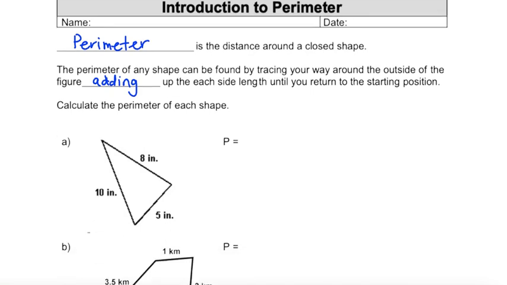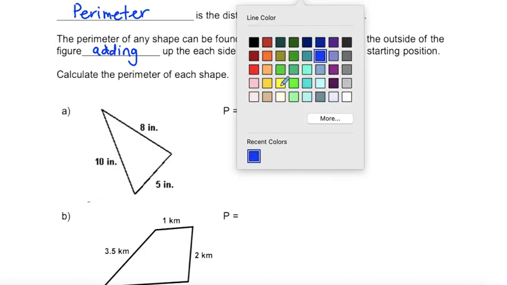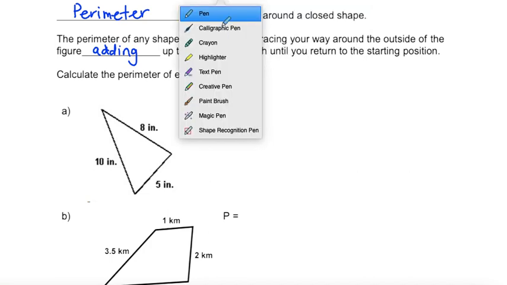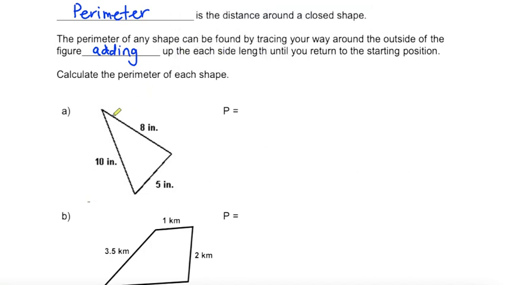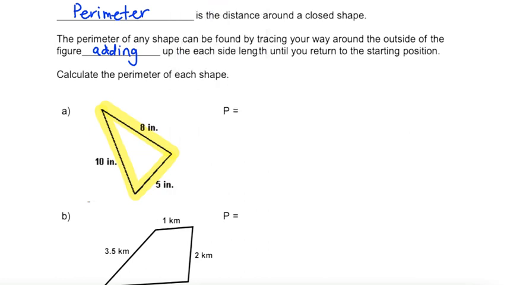If you want to calculate the perimeter of the shape below, I'm starting with a triangle. So I want to start by tracing around my perimeter. So I think that's going to be important to note. So I'm going to start with my 10, then I'll add my 5, and then I'll add my 8. So start with 10, add 5, and then add 8.